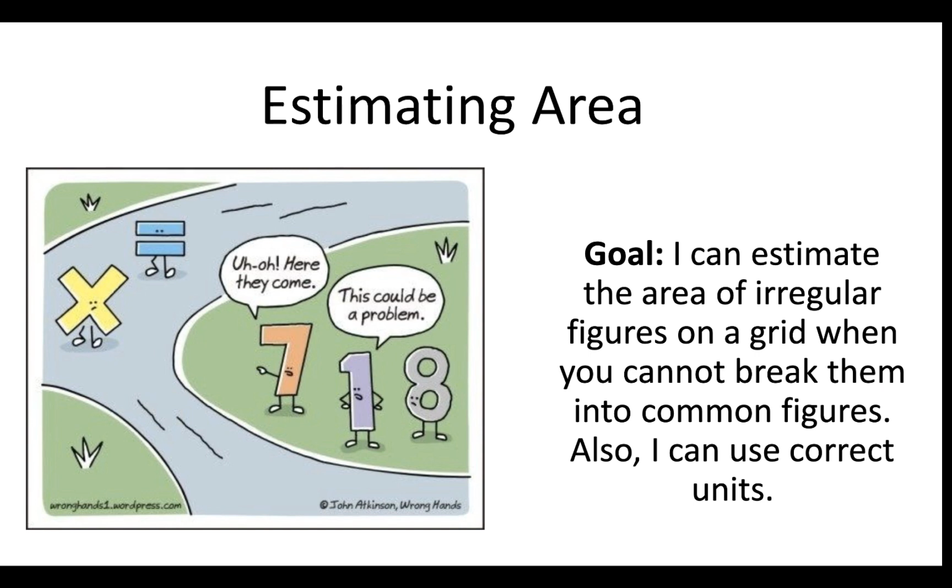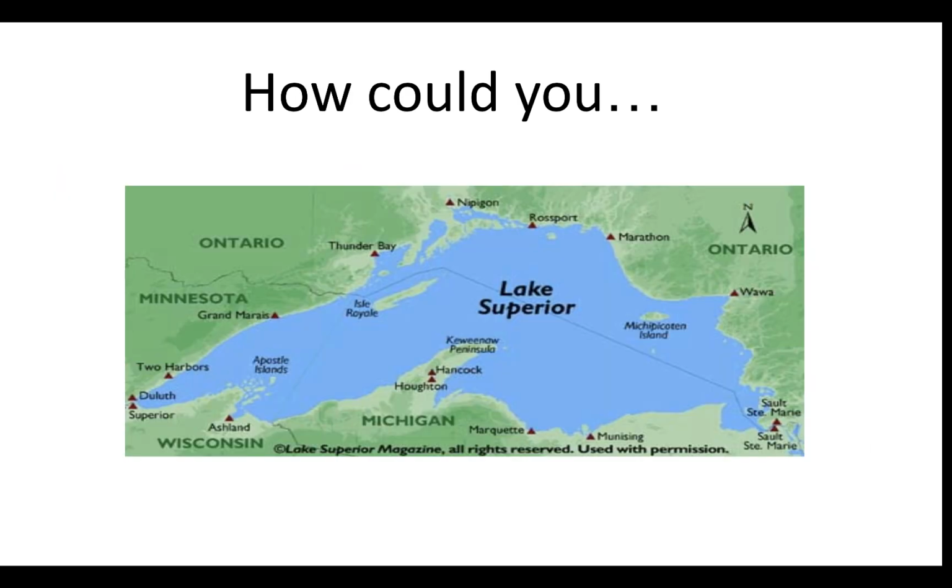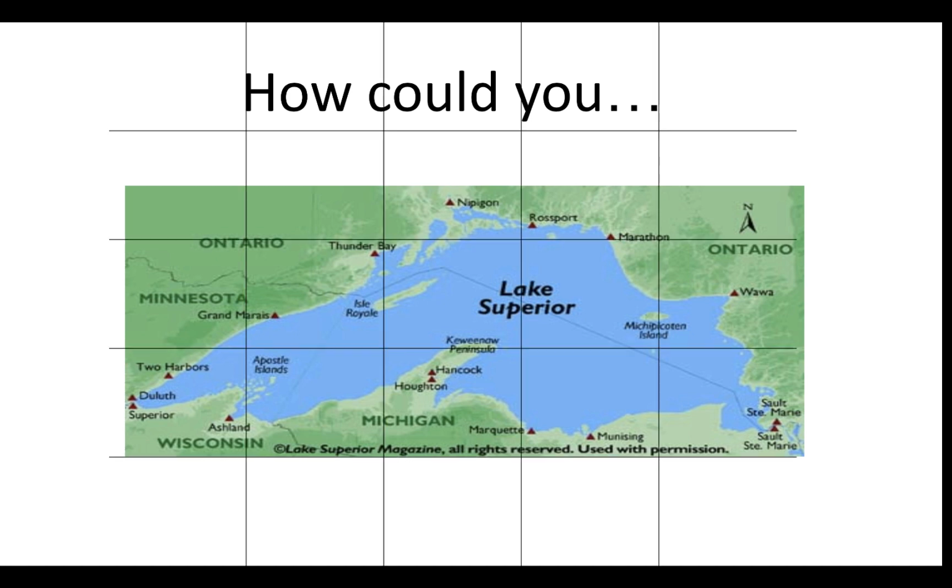Make sure you have your estimating area notes next to you, and let's refresh our minds of this. So when we worked on estimating perimeter, I gave you this picture and I said, how could we estimate the perimeter, the distance around Lake Superior? It's not a polygon, is it? No, it doesn't have straight sides. And so we talked about, well, could we bring in polygons? Yeah, we could use a grid. A grid is filled with polygons.